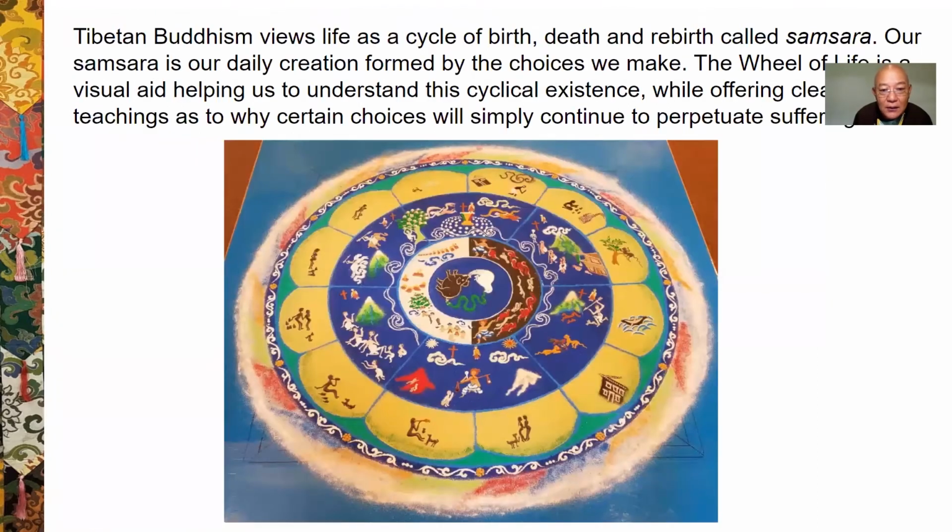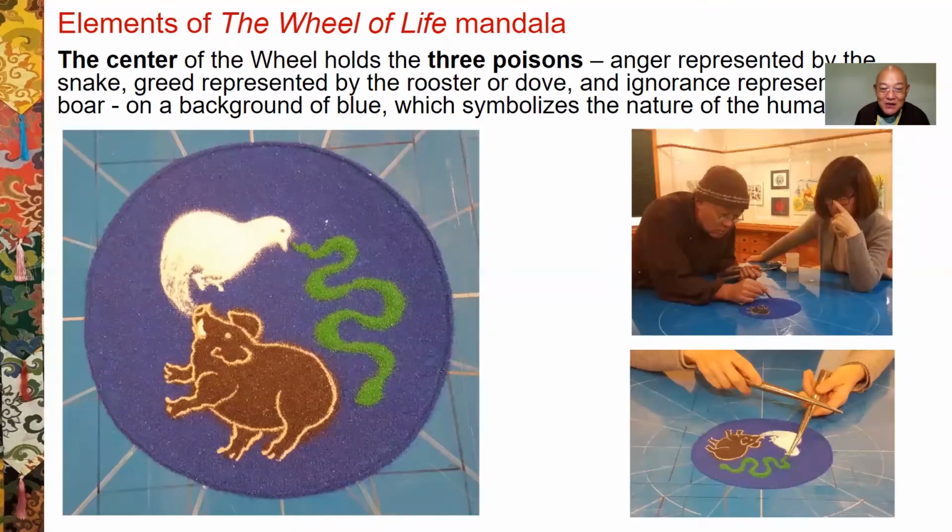Okay, so here is the Wheel of Life. If you go to the next slide, in the middle of the design there are three animals. That's what you're reading too. Three animals. Marcy, could you close up the next slides, please? Oh yeah, there. Right.